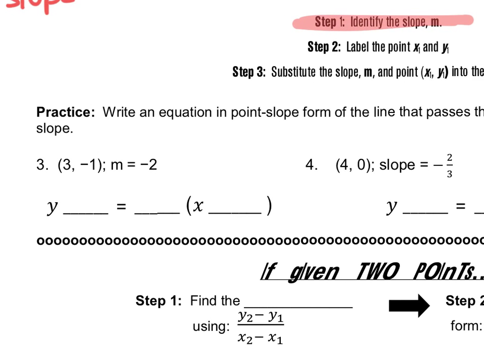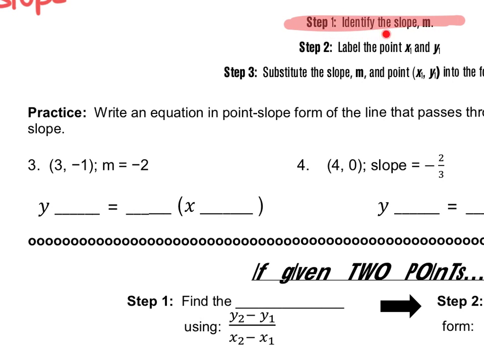So the first thing I'm going to do, step 1 up here, remember it said identify the slope, which is m. So in this case, m is negative 2. So I'm going to go ahead and fill that in, and recall that your slope is what goes out here in front of the parentheses. So I'm going to put negative 2 out there. Step 2 says to label the point x1 and y1. So I'm going to label my x1 in green, and I'm going to label y1 in yellow.